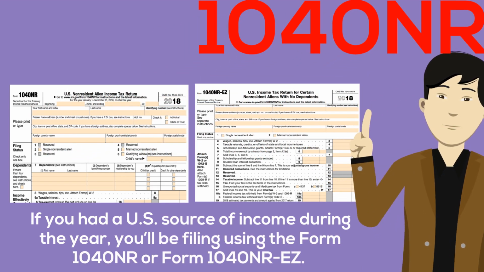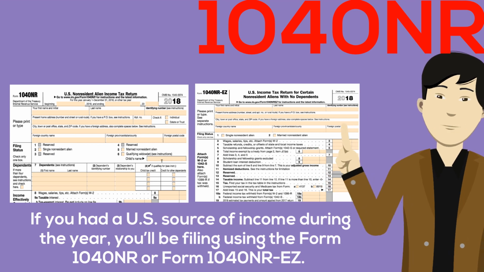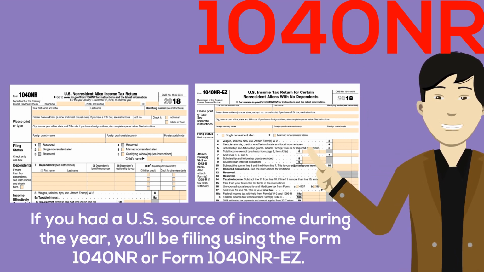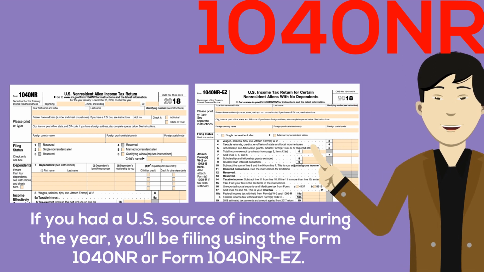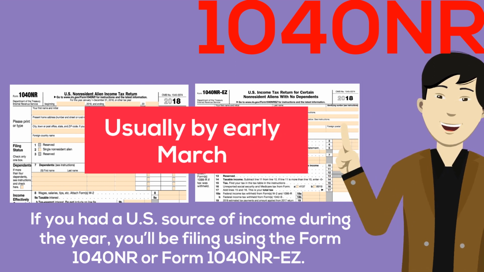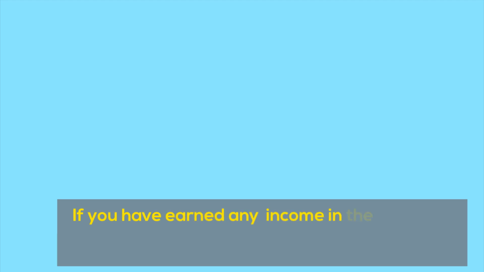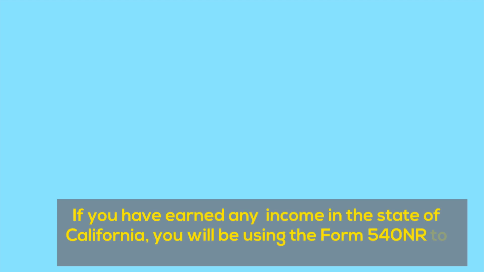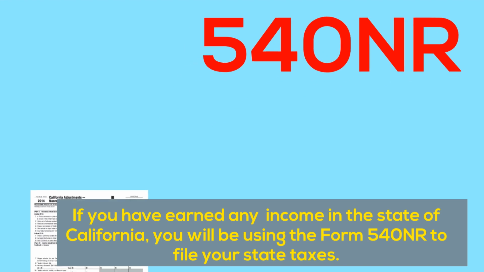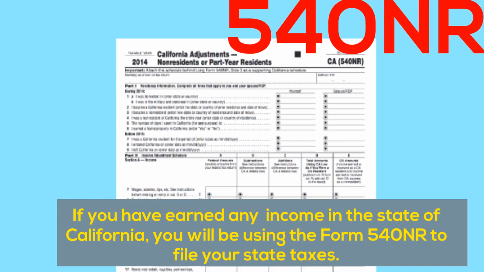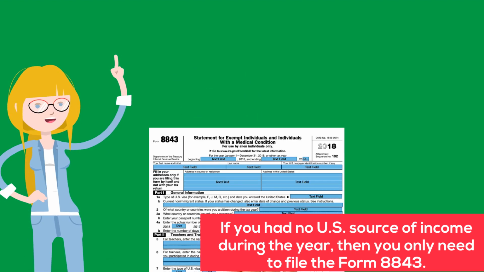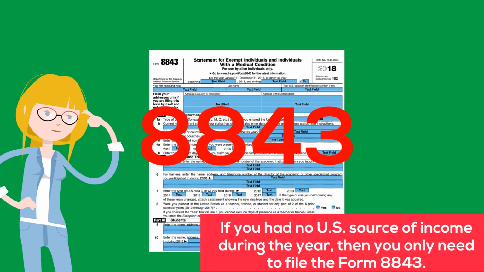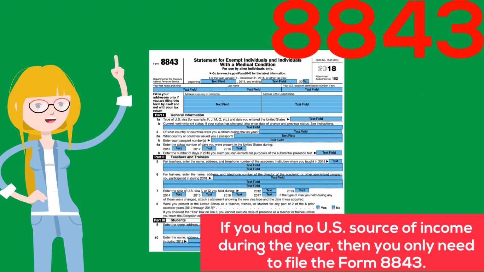The Bechtel International Center has purchased software that will be available for free to international students and scholars to use to file those forms. That software is available for use usually by early March. If you have earned any income in the state of California, you will be using the Form 540NR to file your state taxes. If you had no U.S. source of income during the year, then you will only need to file the Form 8843.